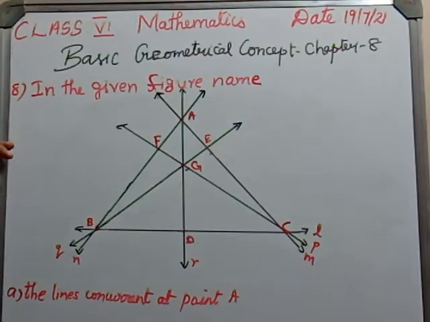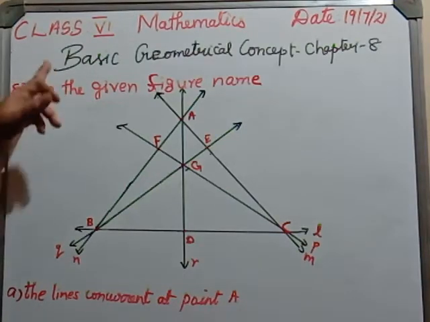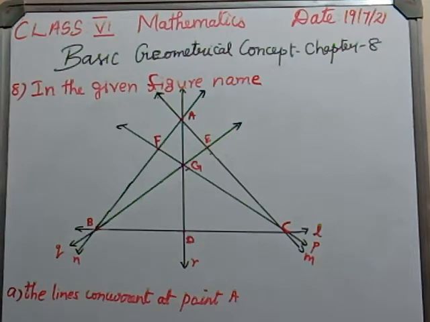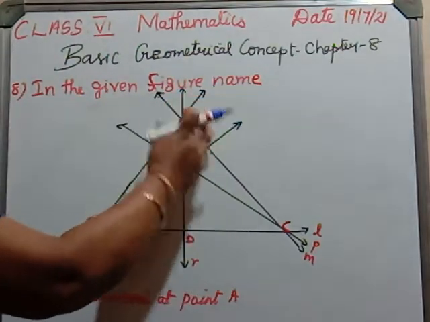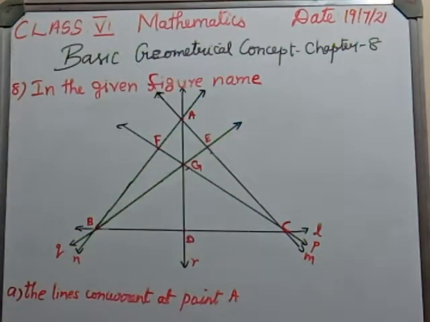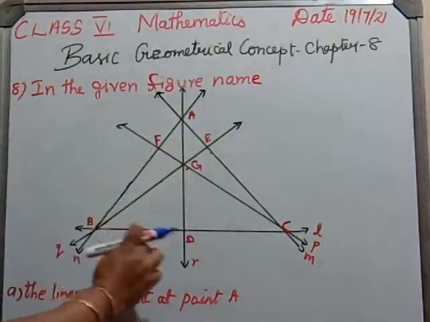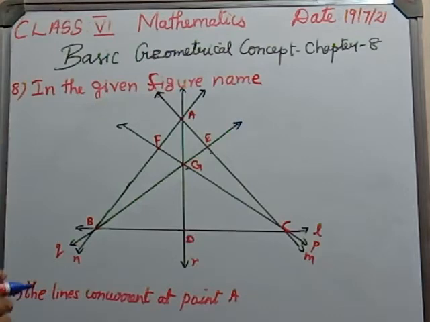Good morning, children. In the previous class, we taught the basic geometrical concepts, chapter 8, worksheet 1. Sums 1 to 7 we have completed. Today we are going to solve the remaining problems. Now see the 8th sum. In the given figure, name what all they are asking. You observe this figure, children. Here, points and lines are given. Now we are going to solve these questions with the help of this figure.